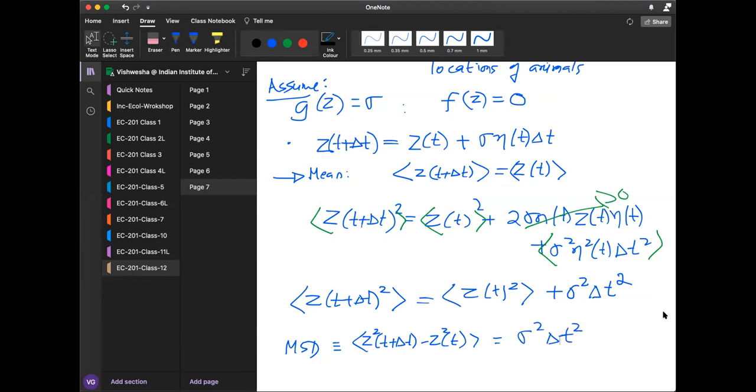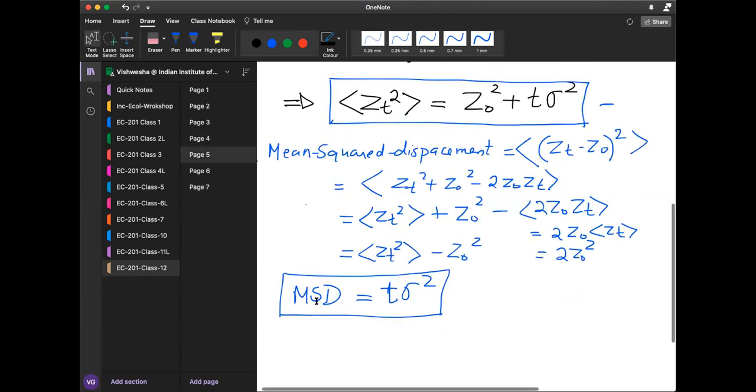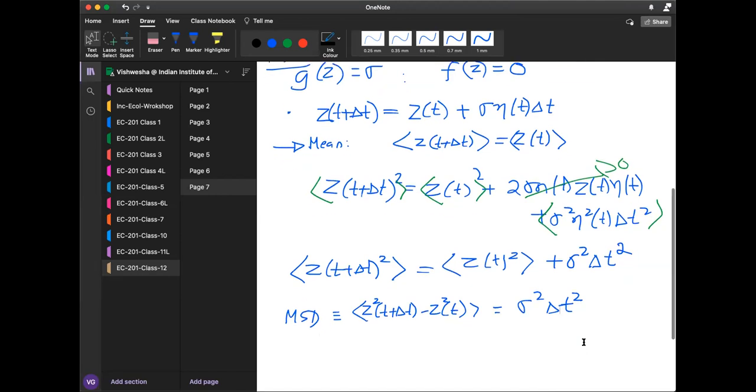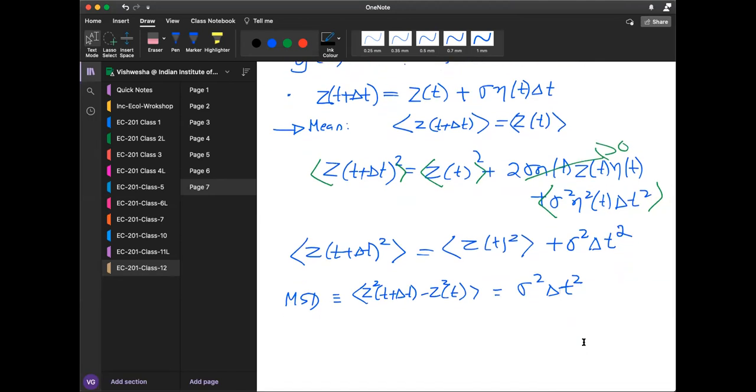Okay, but what did we find in the previous result? Mean square displacement for the interval t is proportional to the time interval. It was not t square, right? Whereas here we found delta t square, where the time interval was delta t. Isn't that a problem? Do you see some inconsistency here?